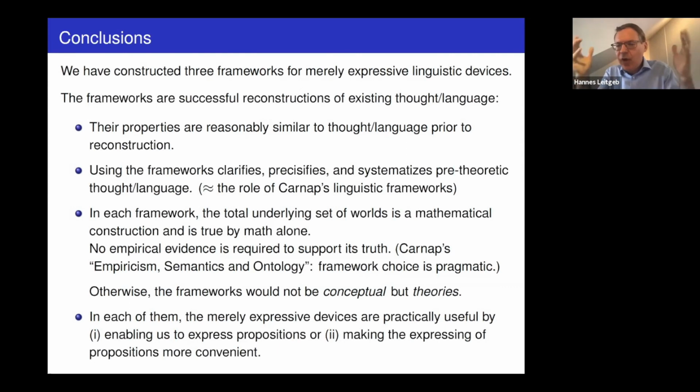So what then determines which framework to choose for certain purposes? Well, since there is no epistemic component left anymore, the set of all worlds in the framework must, by math alone and definition, include the actual world. There couldn't be epistemic reasons anymore for choosing a framework. What remains is purely pragmatic reasons: being useful for certain practical purposes, being simple, and so on. Framework choice is purely pragmatic in my notion of framework, and that's what Carnap famously advocated in Empiricism, Semantics, and Ontology. If it wasn't like that, my frameworks would be proper theories, but they are not, they're purely conceptual.